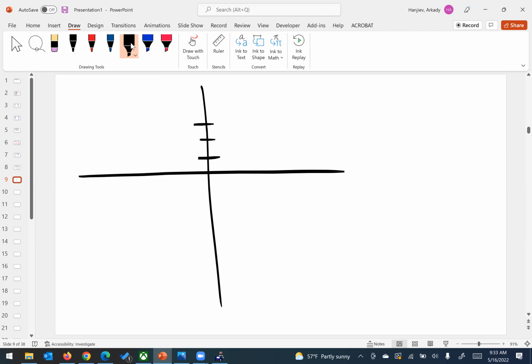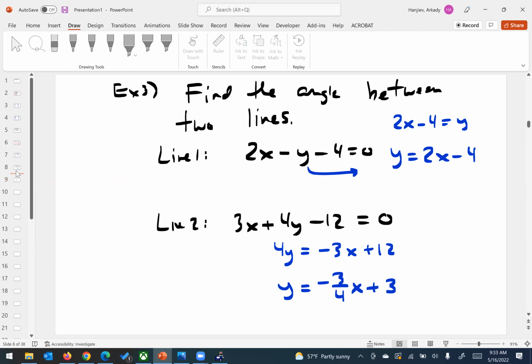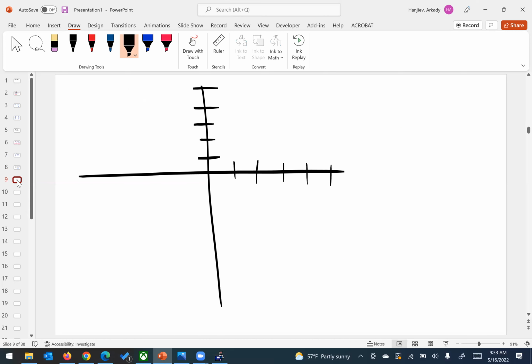One, two, three, four, five. One, two, three, four, five. Somewhere in that range, I guess. Minus 4. One, two, three, four, five. One, two, three, four, five. Okay, I think I'm ready for it.